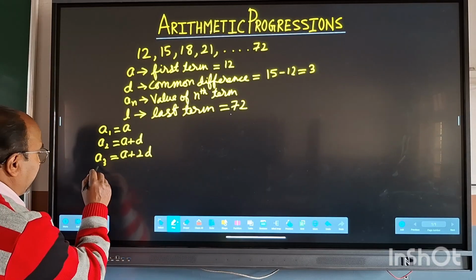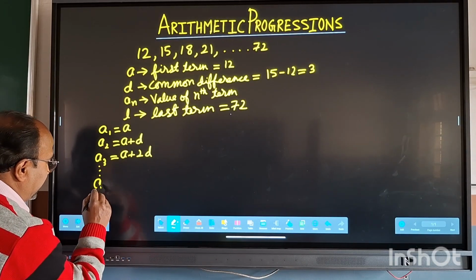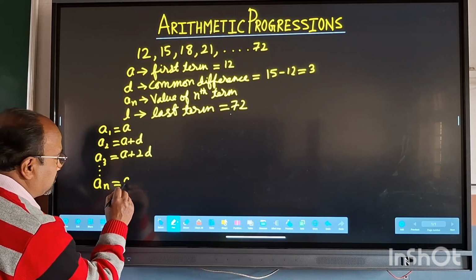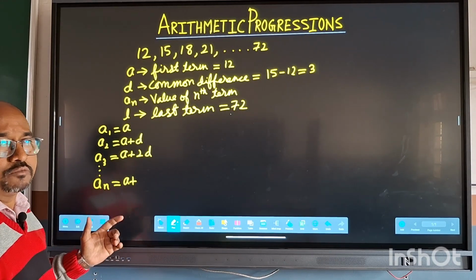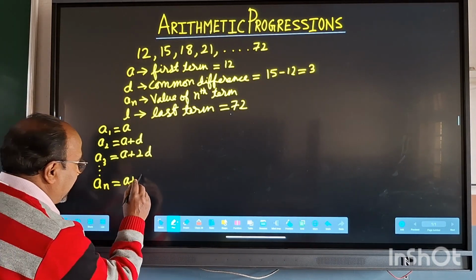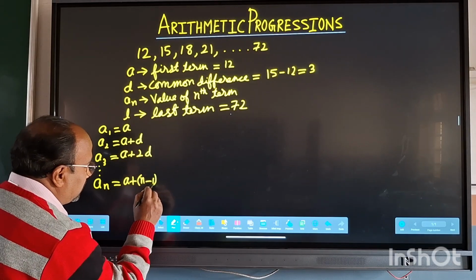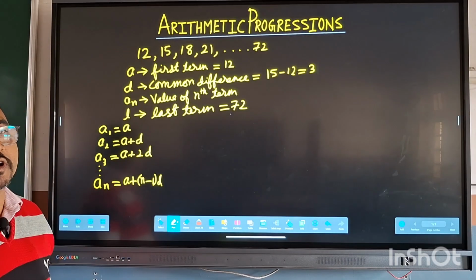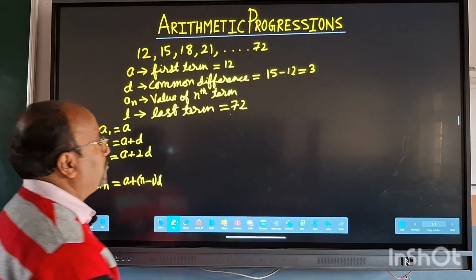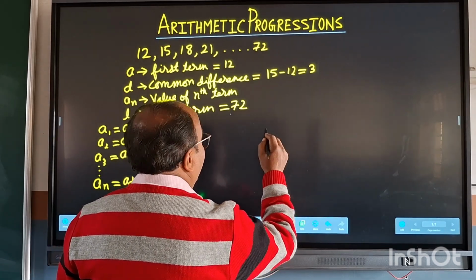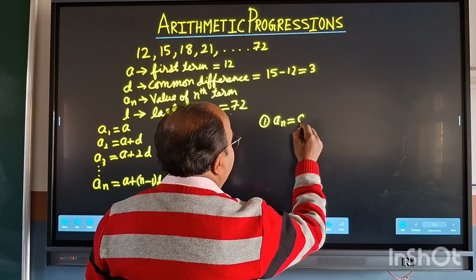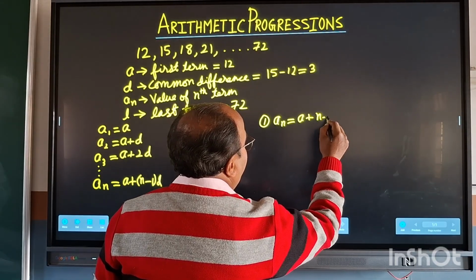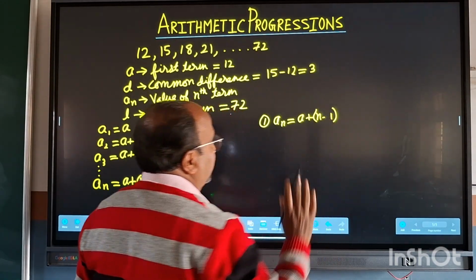So if I go on like this and come to the nth term, it becomes A plus, because D was always less than the number of terms, 1 less. So I get it as N minus 1 D. So this relationship will become my first formula. So I am writing the formula here. So I will get an equals to a plus n minus 1 d.